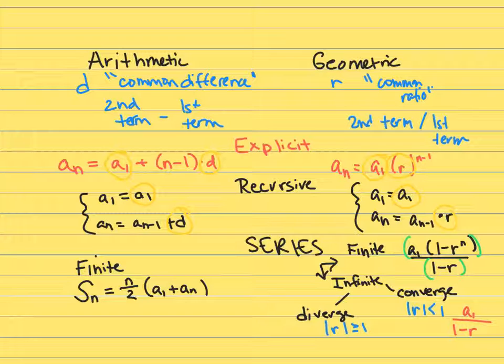So those are the differences and the similarities between an arithmetic and geometric sequence. You have an explicit formula for both. You have some type of common thing for both. You have a recursive formula. You have series. You have one formula for arithmetic and two for geometric, dependent on if it's finite or infinite.